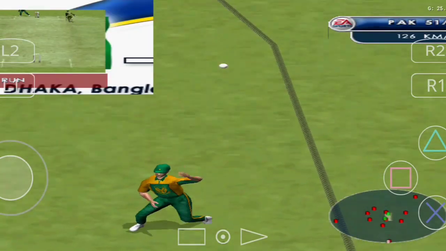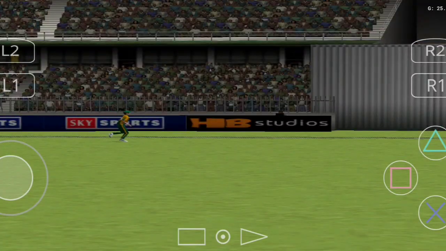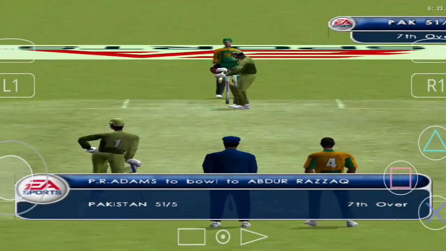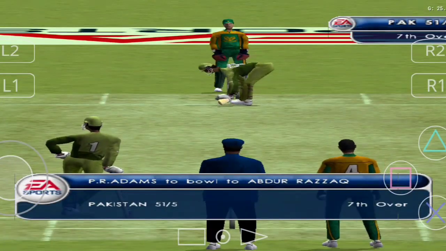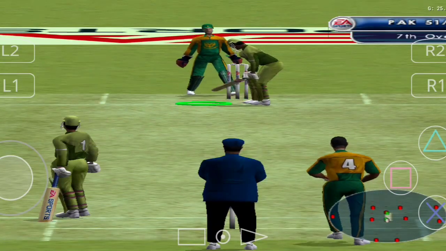Comfortably taken, no worries. That was a bad shot. He really seemed to lose concentration. 15 runs came from that over by Cullis. Adams to begin a new over. Now the run rate stands at just over 13 and over.